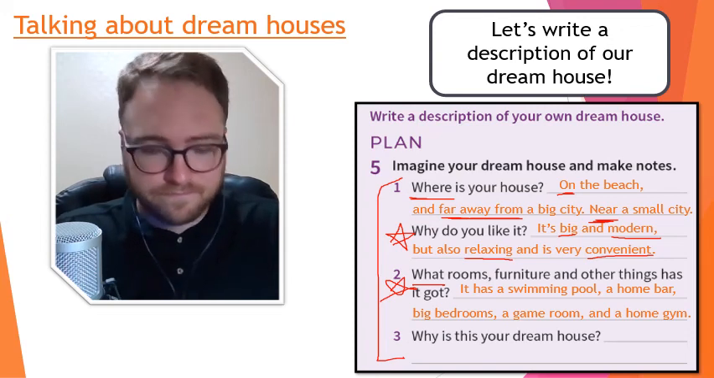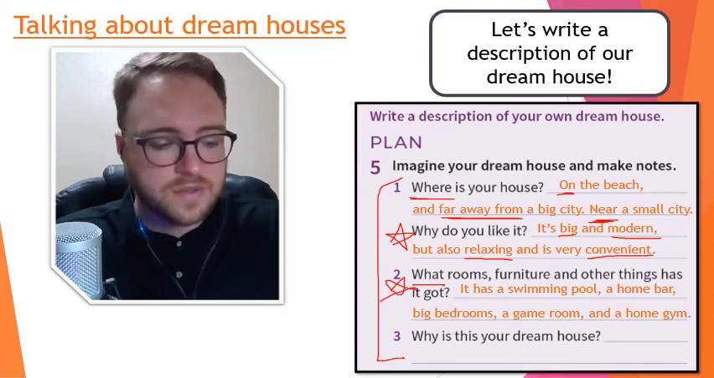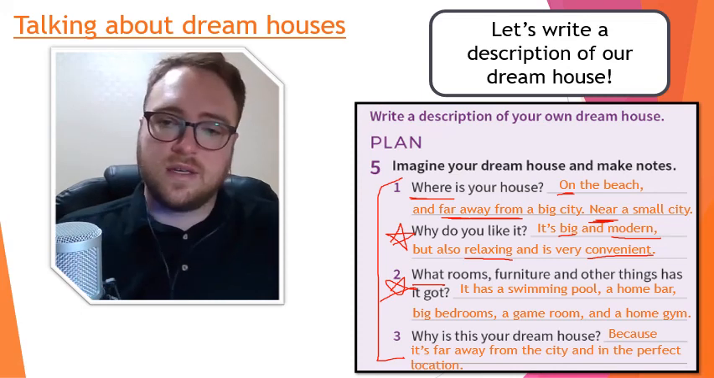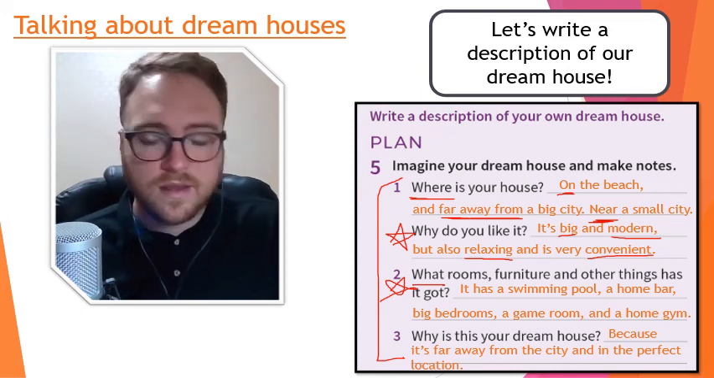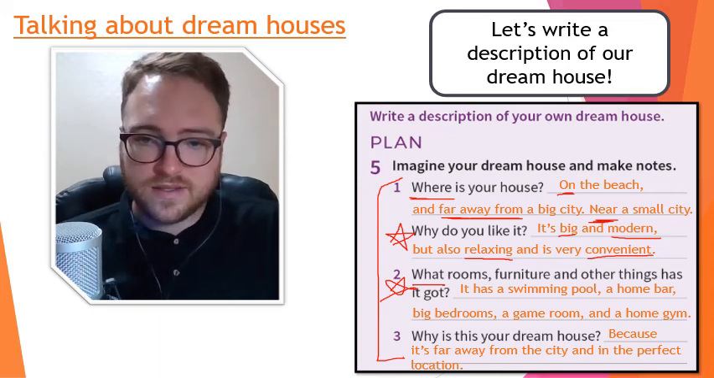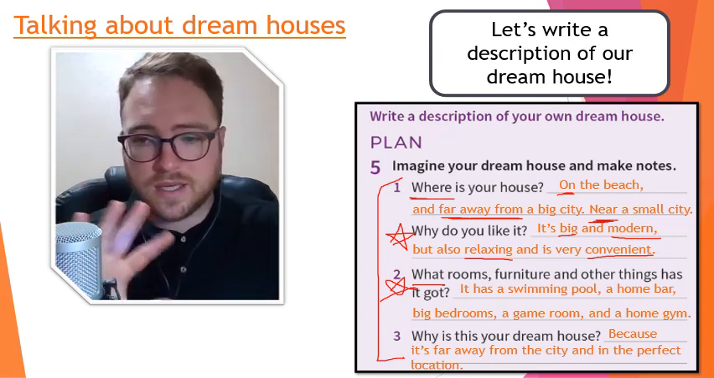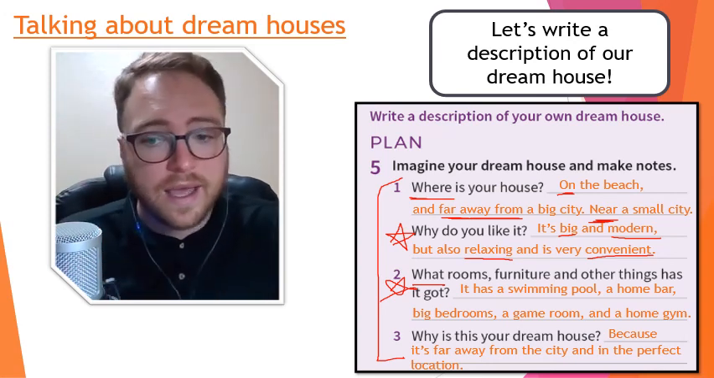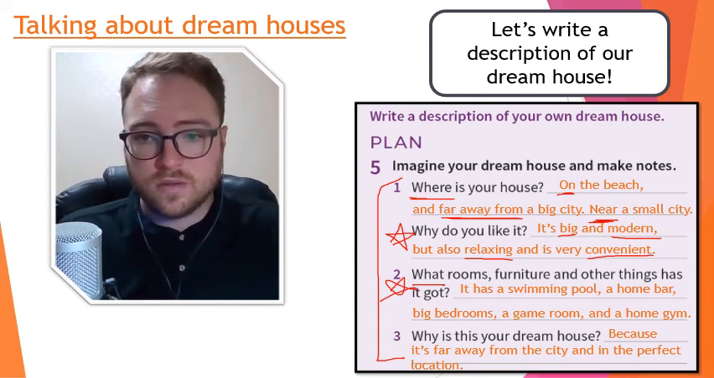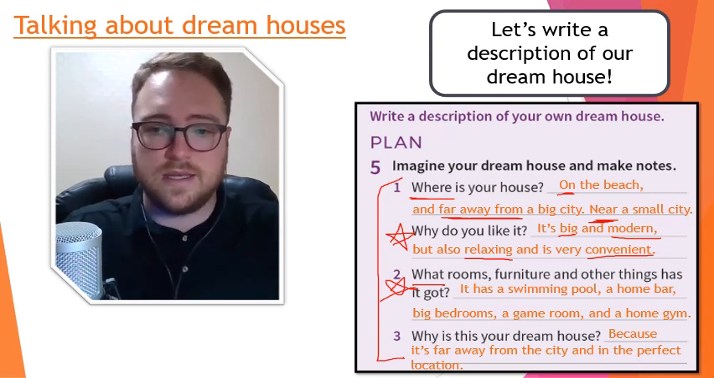And number 3, final question is, why is it your dream house? Okay, you should answer, because it's far away from the city and in the perfect location. Okay, always answer this question with "because" and then why. All right, so that's how we answer those questions. You answer with your ideas. Okay, it's all about your ideas.